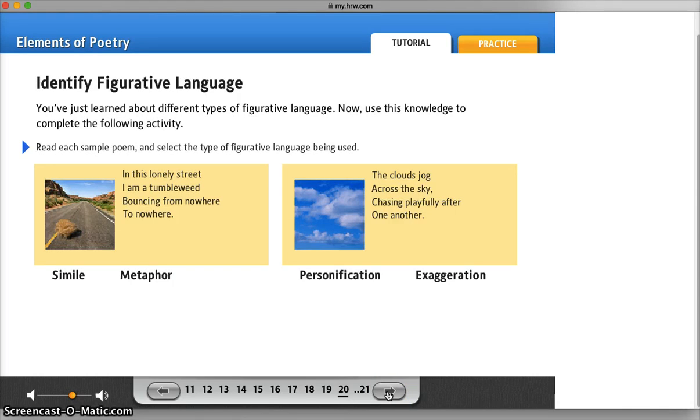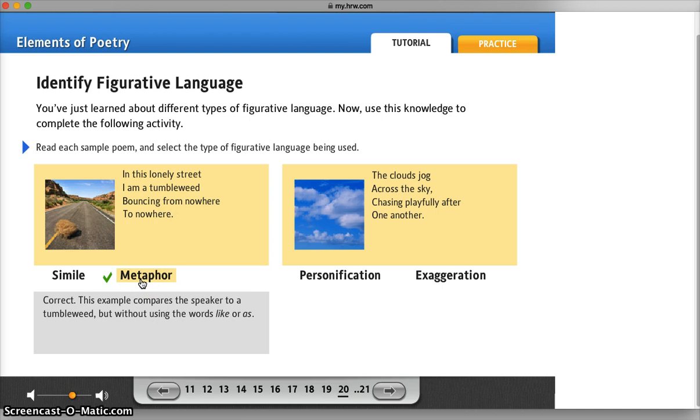Okay, so now we've got some practice between simile and metaphor. It says, read each sample poem and select the type of figurative language being used. So in this first example, in this lonely street, I am a tumbleweed, bouncing from nowhere to nowhere. So if you remember, a simile uses like or as. And as I look at this statement, I don't see the word like and I don't see the word as. I just see that someone is comparing the way they walk around to being a tumbleweed. So that is a metaphor.